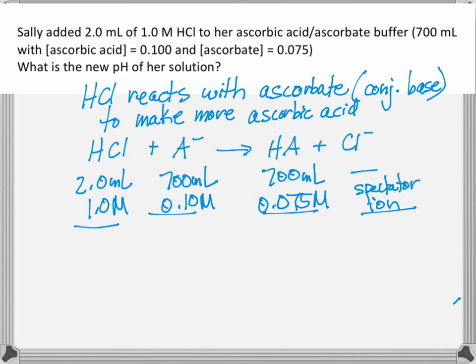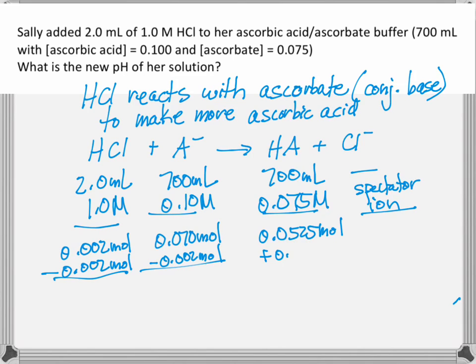So this is a stoichiometry problem like what you did in first semester general chemistry. When this reaction happens, the moles of HCl will be all the way used up to generate more moles of ascorbic acid and use up some of the moles of ascorbate. So we subtract 0.002 moles from each of the reactants, and we add 0.002 moles to the products. We're ignoring chloride because it's a spectator ion. In other words, it's neutral and it doesn't have any effect on the pH.